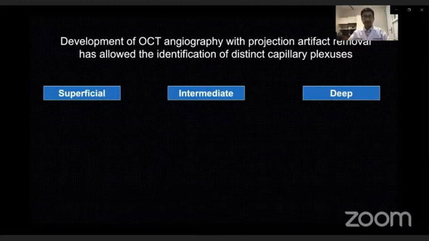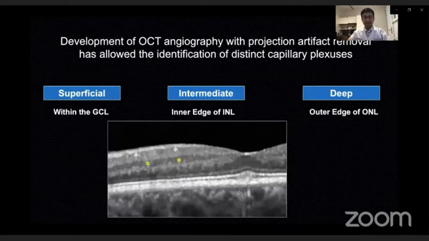Recently, we realized that there is another intermediate capillary plexus, which is at the inner edge of the inner nuclear layer. So the superficial plexus is within the ganglion cell layer, and the deep plexus is at the outer edge of the outer nuclear layer.